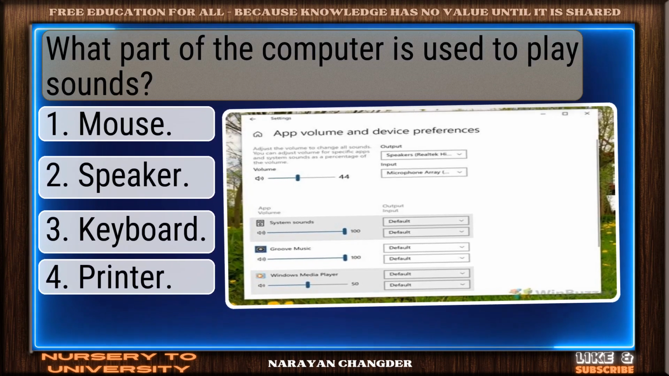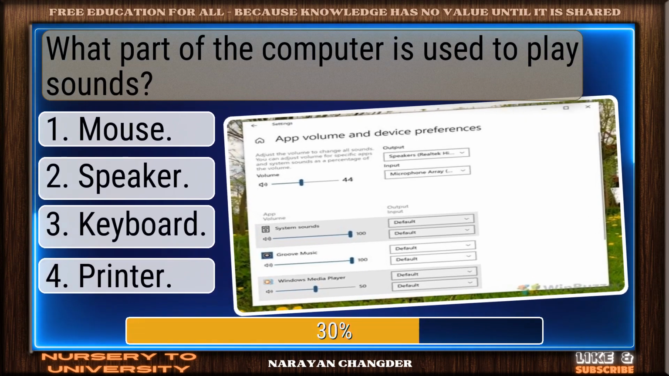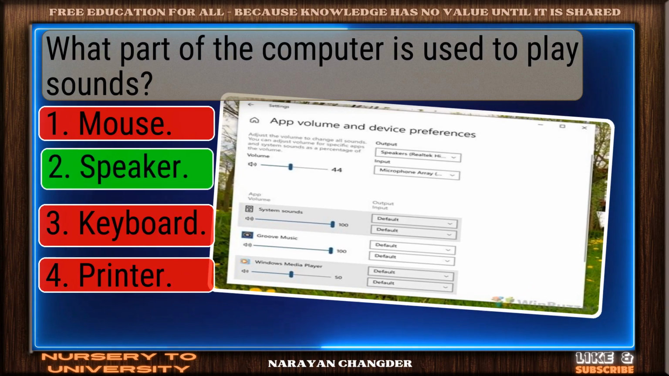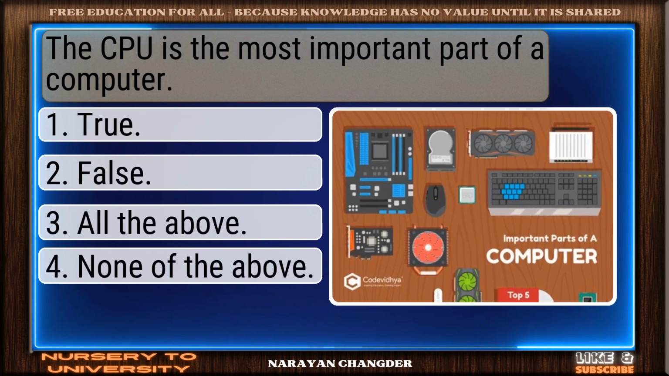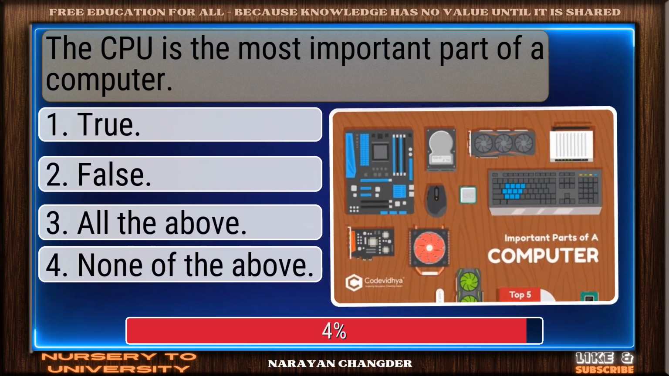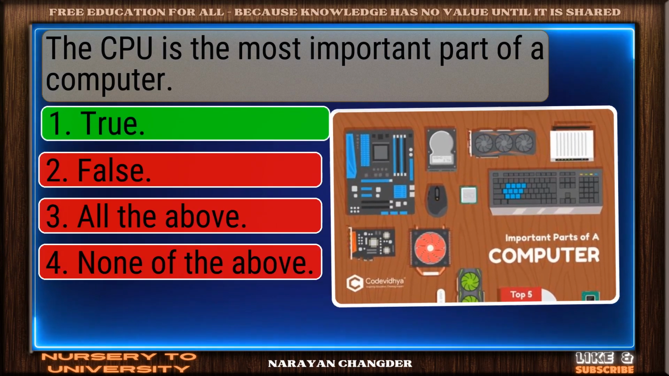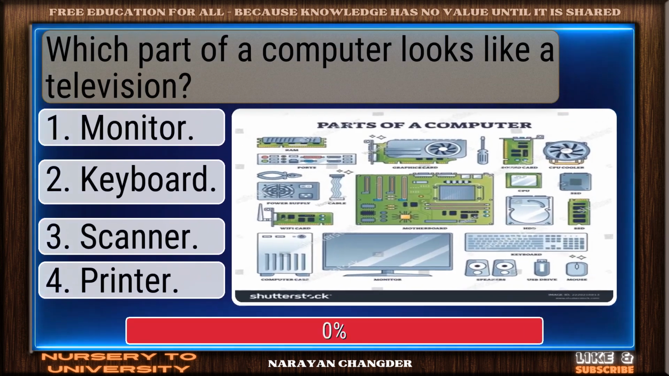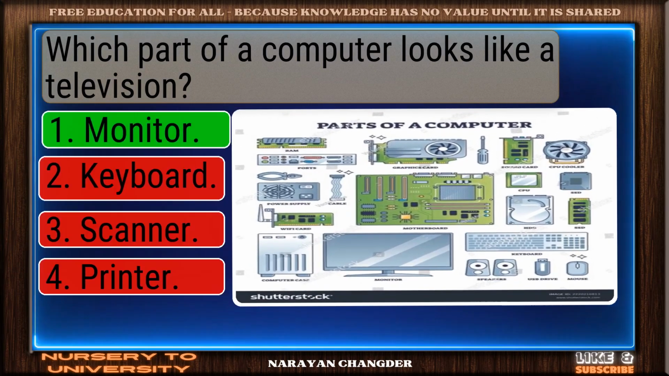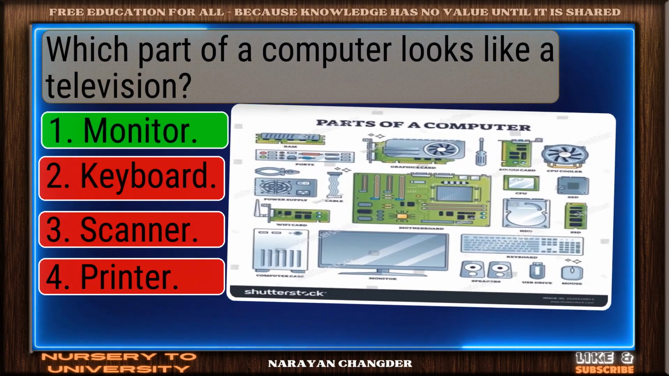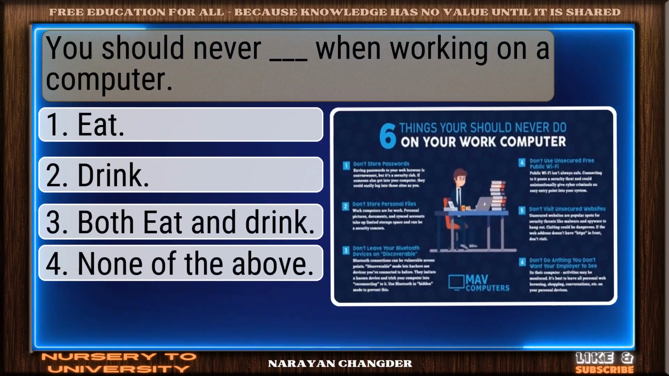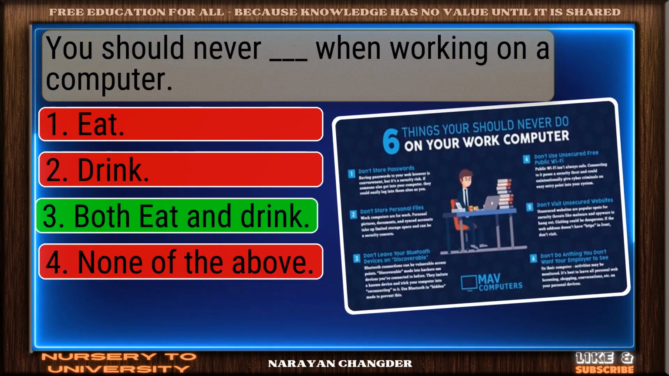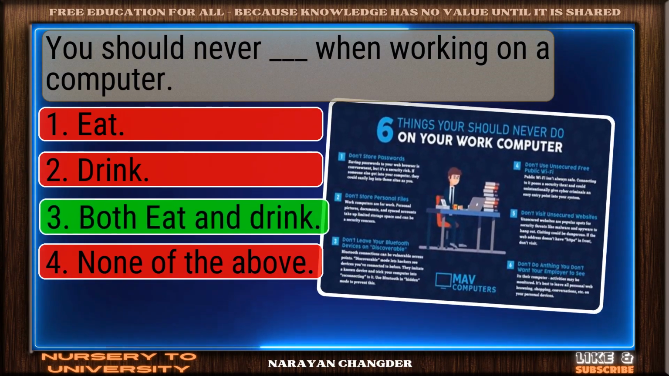What part of the computer is used to play sounds? Correct response. Speaker is accurate. The CPU is the most important part of a computer. On track? True is correct. Which part of a computer looks like a television? Exactly. Monitor makes sense. You should never dash when working on a computer. You're right. Both eat and drink is correct.